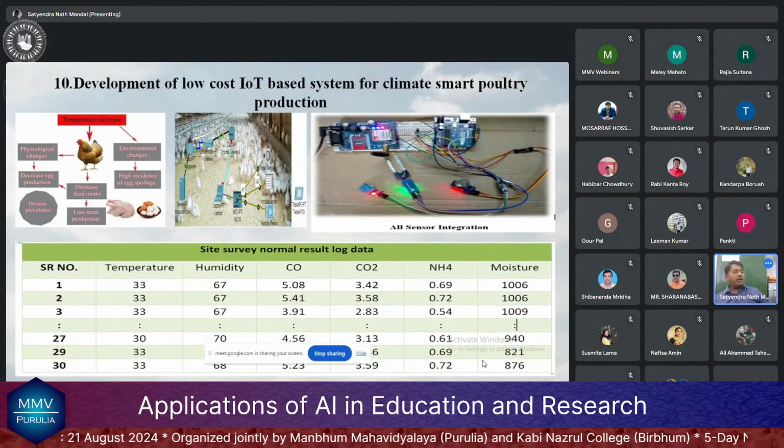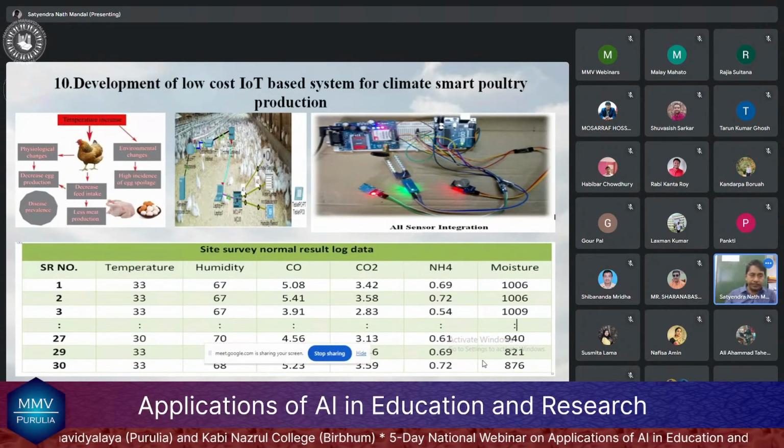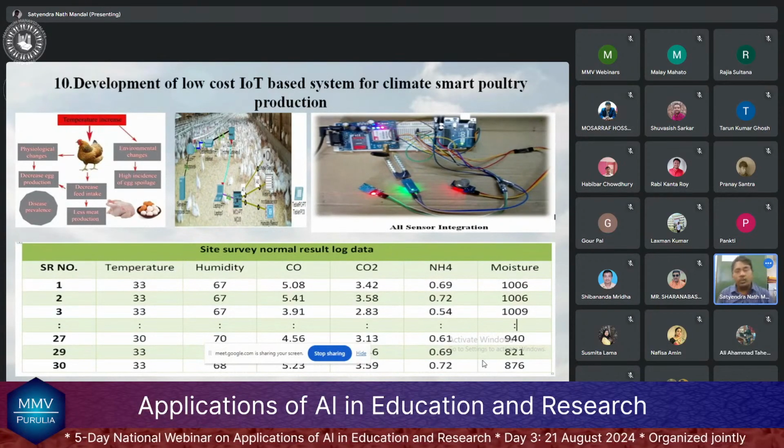Now, that's all for the plant. Now some work we have done on animals. We did this work with the help of Uttarbanga Krishi Vishwavidyalaya in a poultry farm.